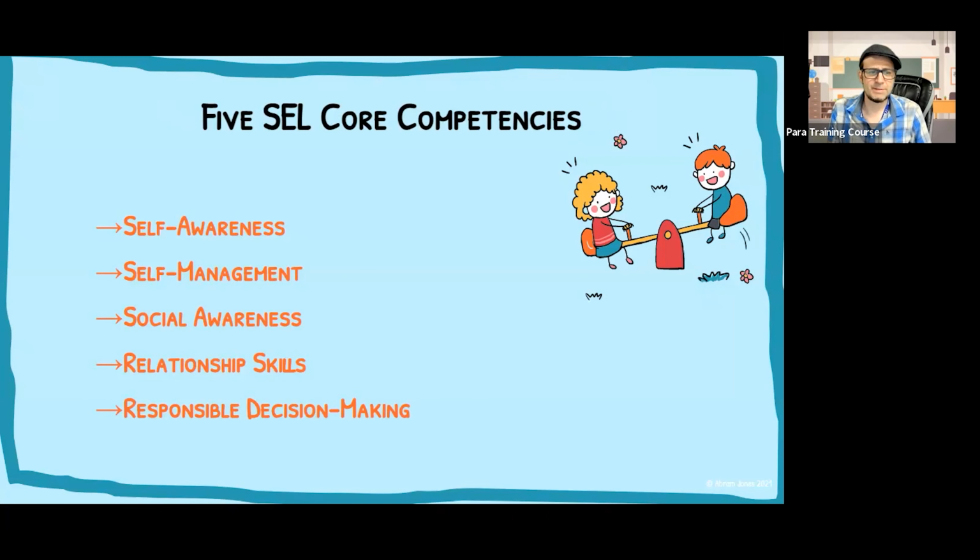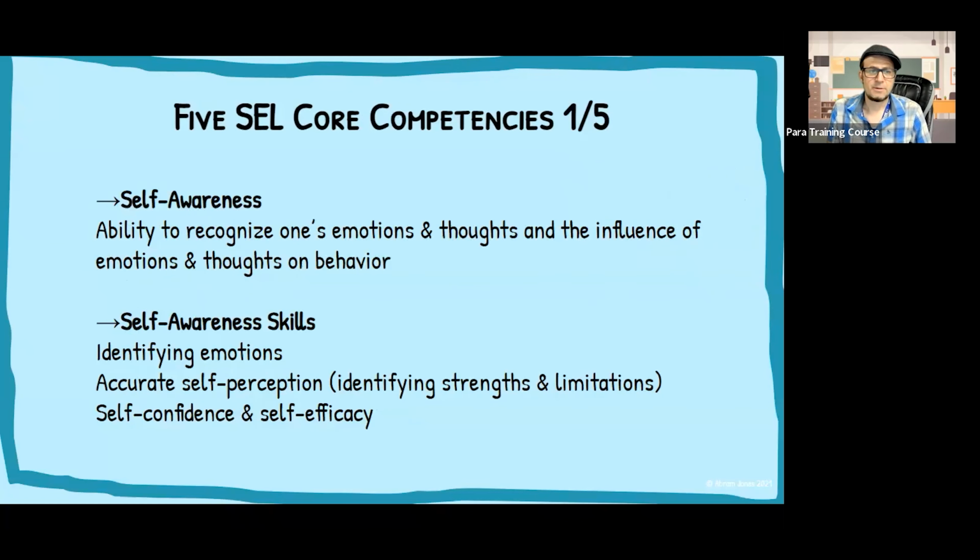And here they are: self-awareness, self-management, social awareness, relationship skills, and responsible decision-making. Let's talk about the first one, self-awareness. This can be defined under CASEL's definition as the ability to recognize one's emotions and thoughts and the influence of emotions and thoughts on behavior. Okay, so the second part, about the influence of emotions and thoughts on behavior, is where we catch ourselves and say, hey, I'm talking to this person in a very impatient and rude way right now. Is it because I haven't had my lunch yet? Right? Something like that, where we can check ourselves and examine our own emotions.